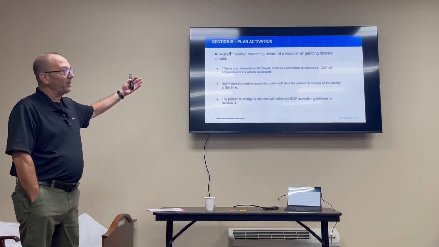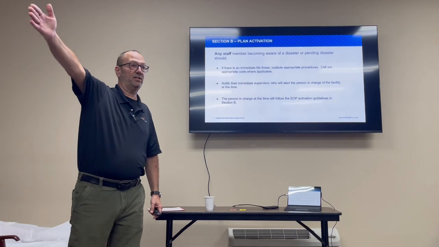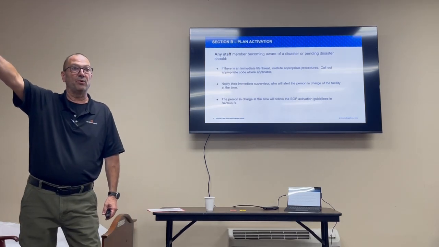So we talk about plan activation. What happens if a tornado does hit and it hits one side of your building, and the roof is ripped off?